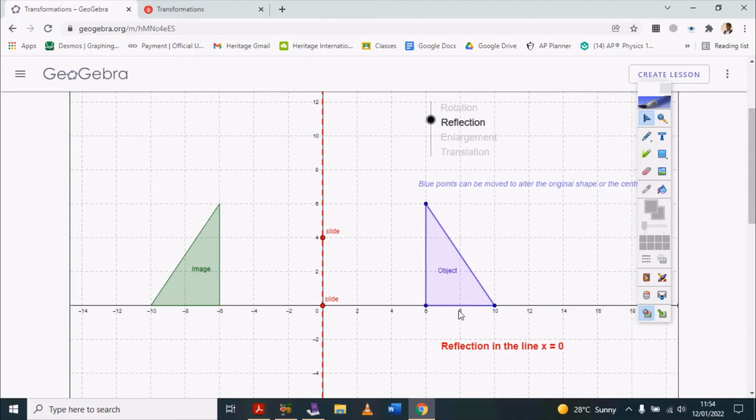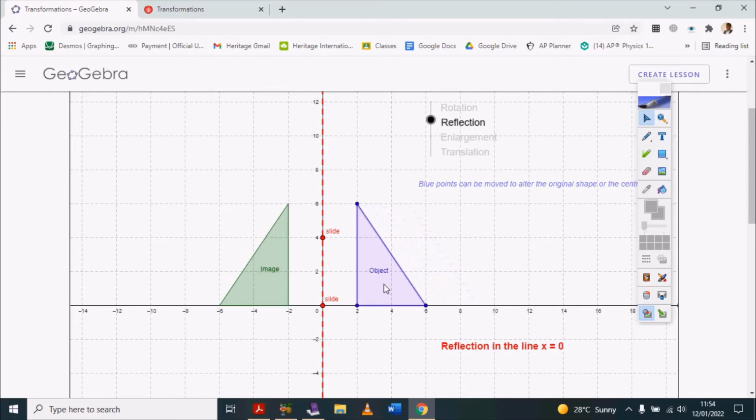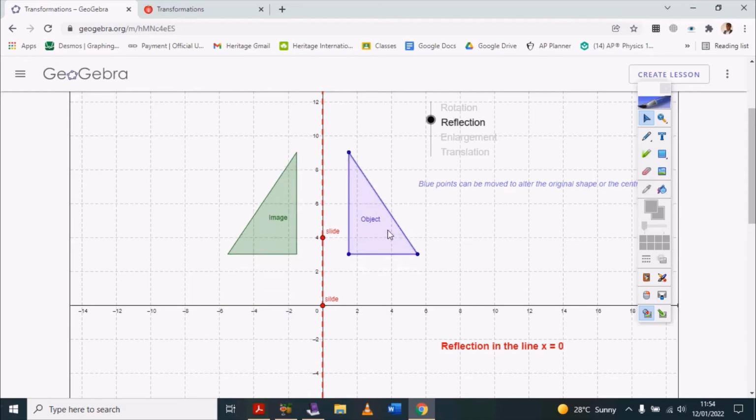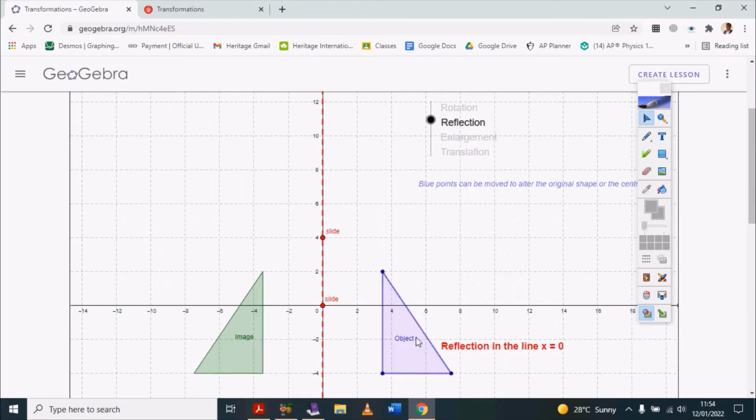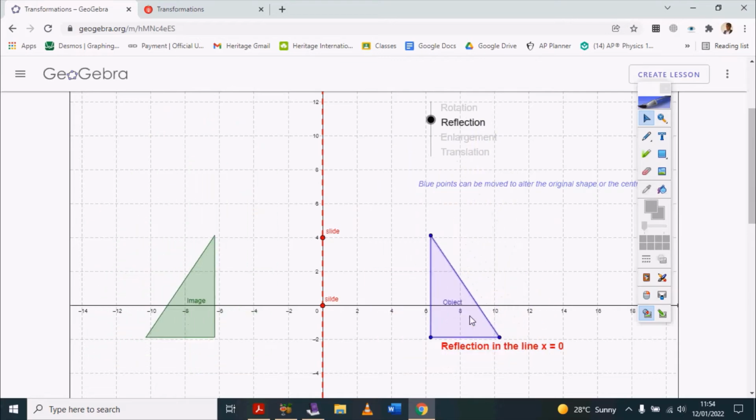Some key ideas about reflection is that the object and the image are always the same distance from the mirror, or from the line of reflection, or from the axis of reflection. So each point on the object, I hope you can see this point here is 2 units away from the mirror, and then on the other side of the mirror, this point here is also 2 units away. So no matter where the object is, each point on the object is going to be the same distance from the mirror on either side.